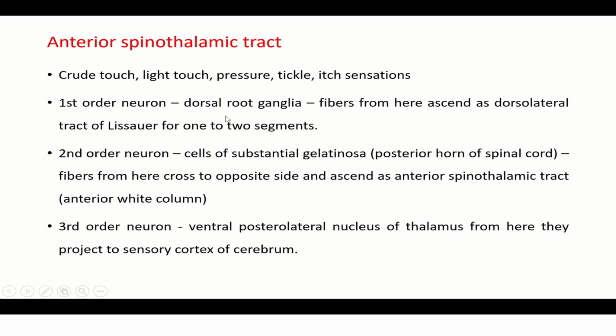Again, same thing. First order neuron is the dorsal root ganglia. So fibers from here ascend as the dorsolateral tract of Lissauer for one or two segments. Then second order neurons are again the same, cells of substantia gelatinosa, which is located in the posterior horn of the spinal cord, and fibers from here cross to the opposite side and ascend as the anterior spinothalamic tract.